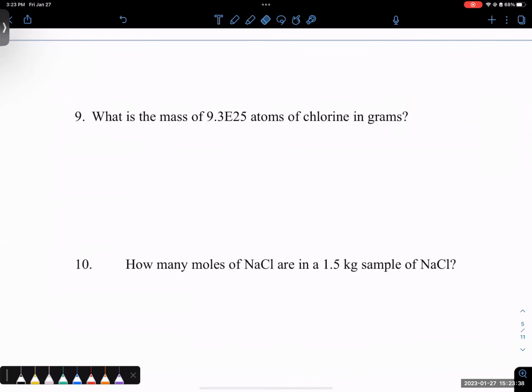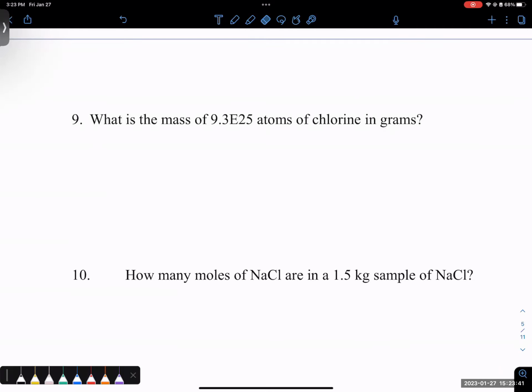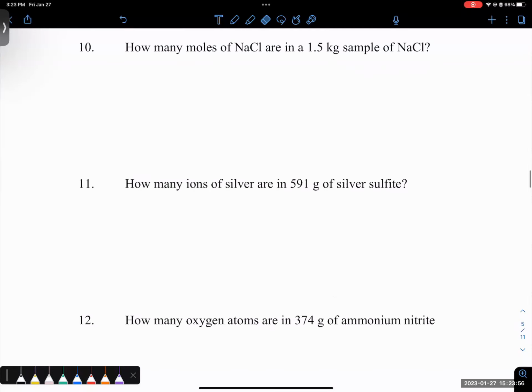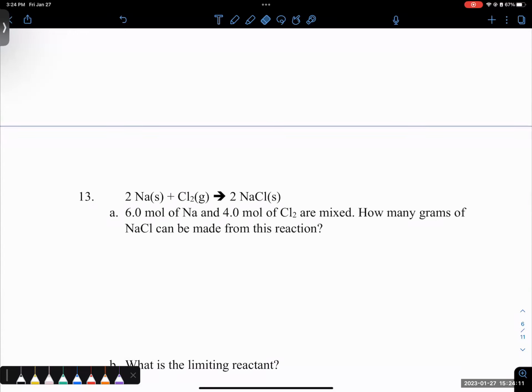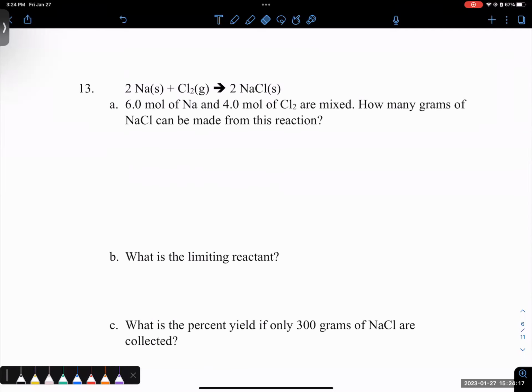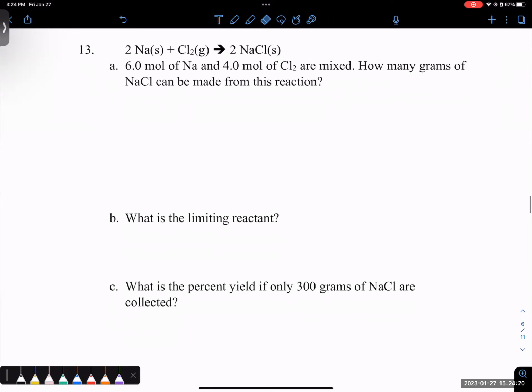Does this one look difficult? Is that something you want to go over? No. This is just using Avogadro's number to go to moles and then go to mass. Yes, I'm skipping some, but you can go ahead and try those on your own and check the answer key. Okay, so this one is asking which one's the limiting reactant, and then it asks for percent yield.